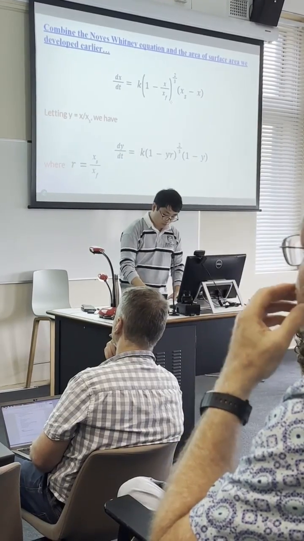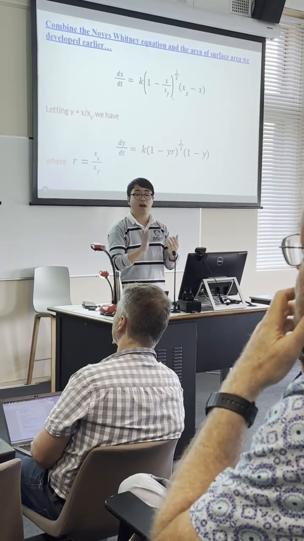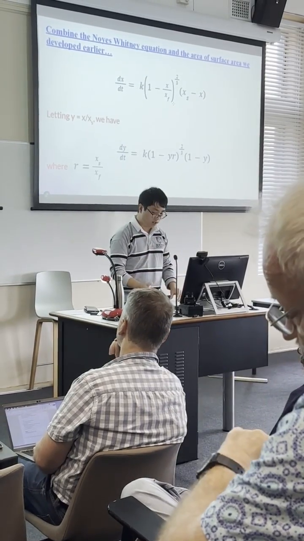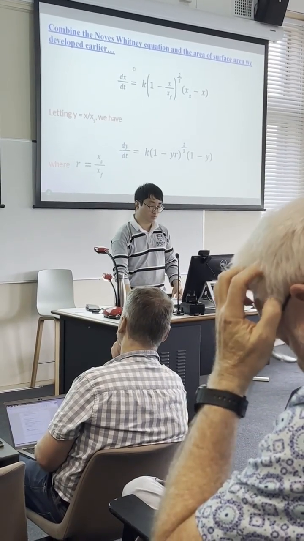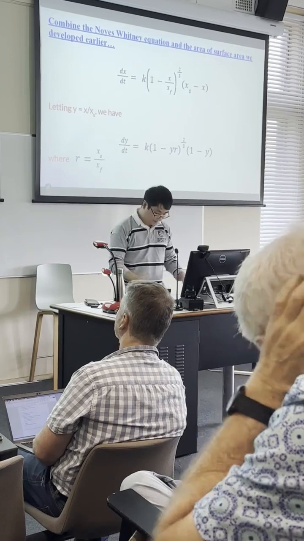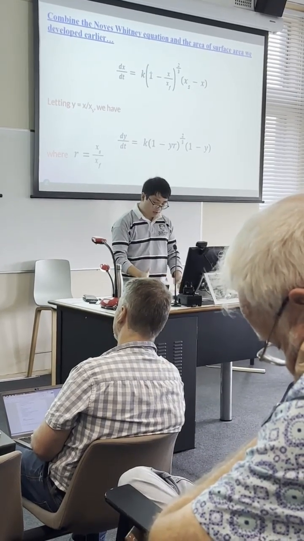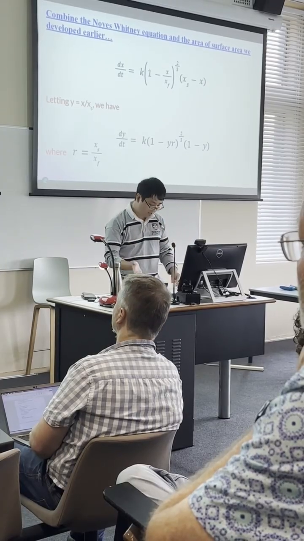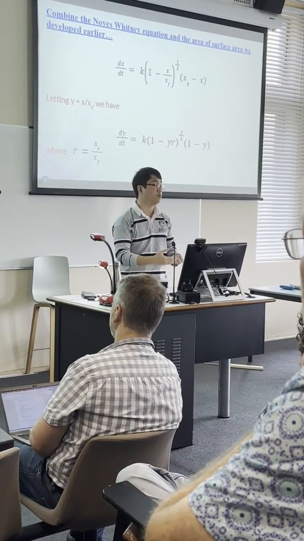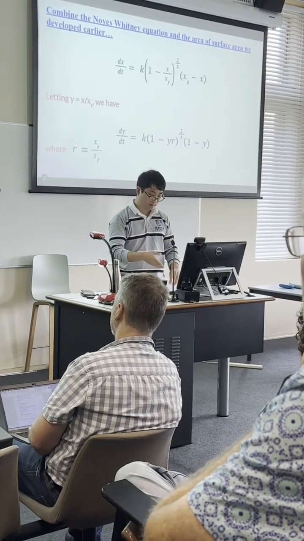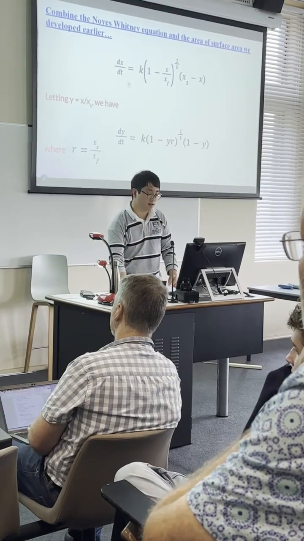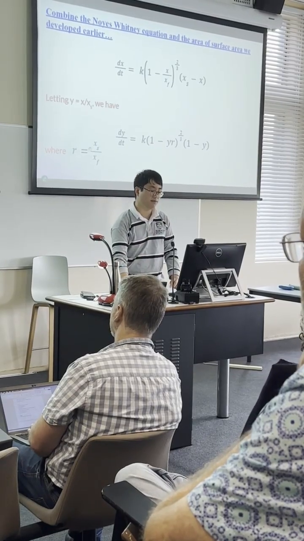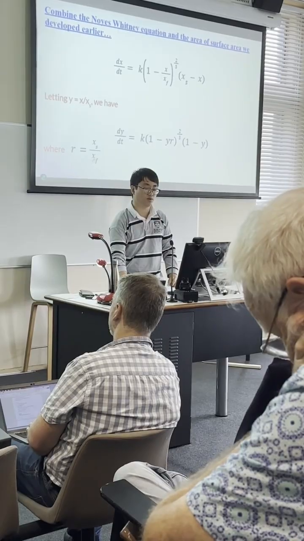Now, what we can do is substitute the area expression that we developed earlier into the Noyes-Whitney equation, and we get what is shown on the slide. Next, I'm going to introduce a new symbol Y, just to make our formula more convenient. As a result, we now have a new expression in terms of Y, K, and R, where R is specifically the ratio of XS to XF.